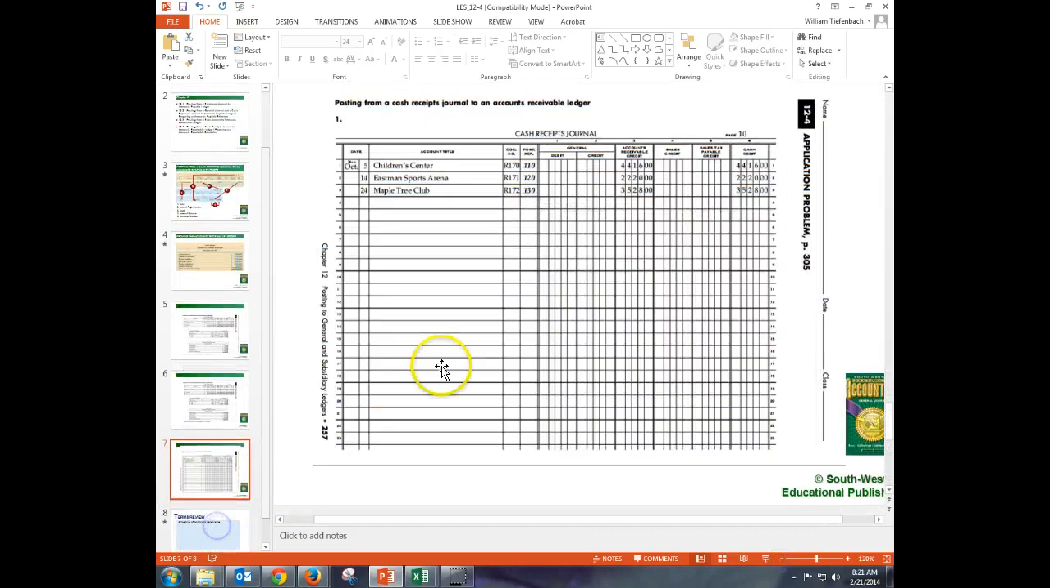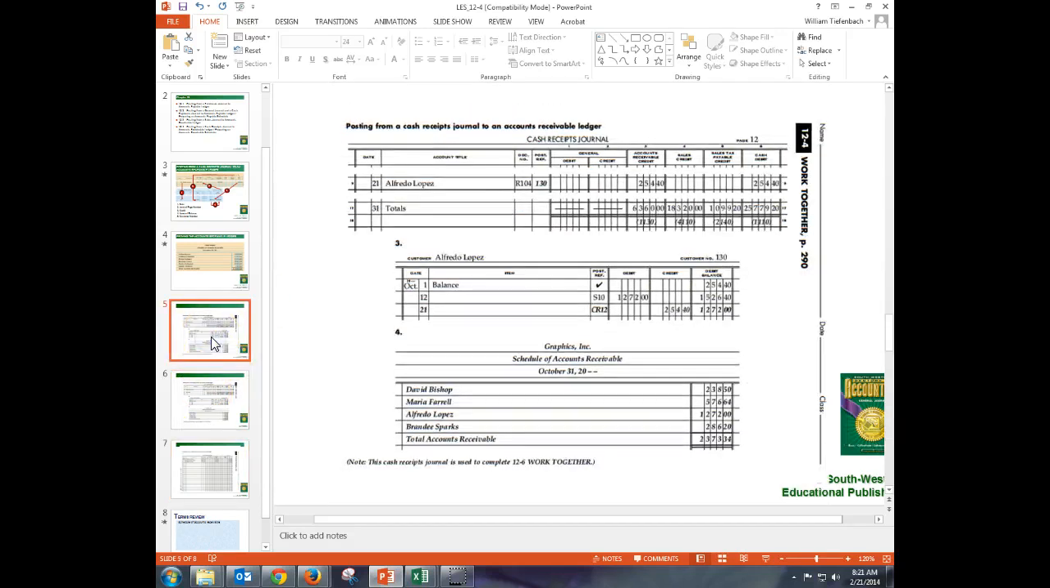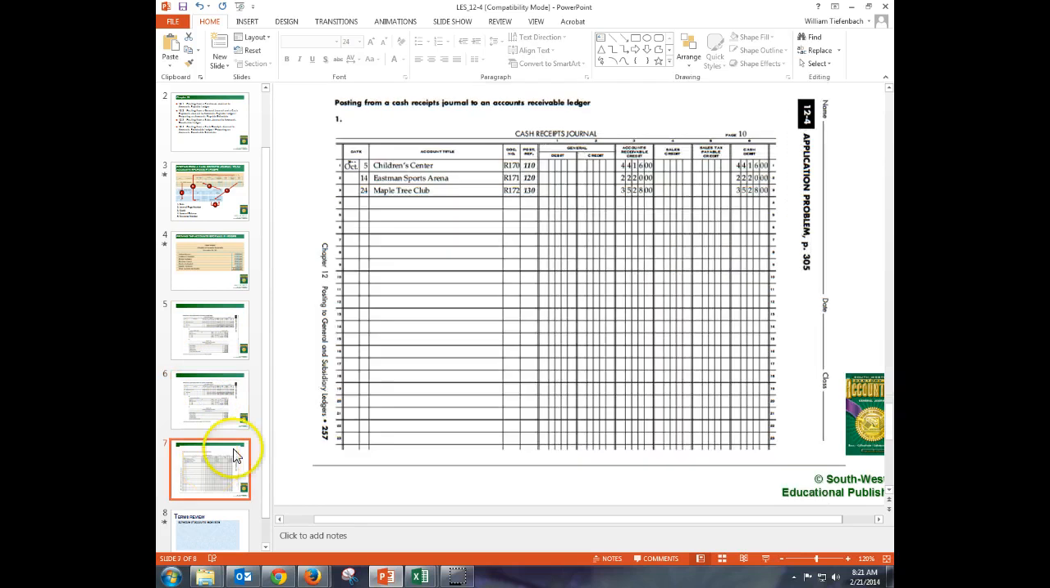And finally, here's the application problem that goes along with 12-4, cash receipts journal. The ledger accounts that you're using for application problem 12-4 are also used. You're taking that from 12-3 ledger accounts. So again, you may want to push pause at this point too. You can always refer back to these work together, on your own, and application problem.